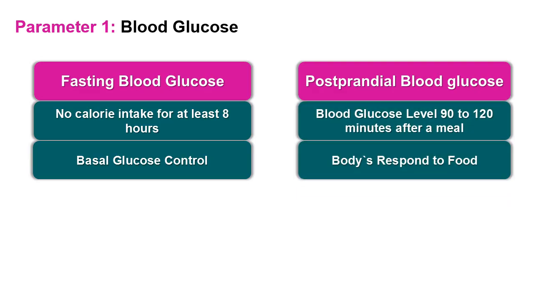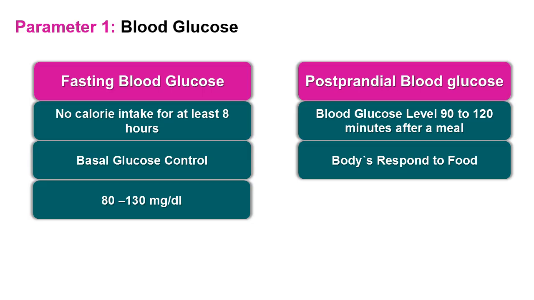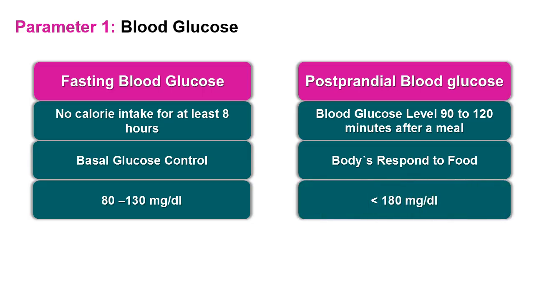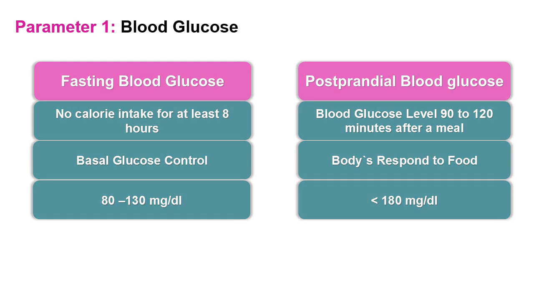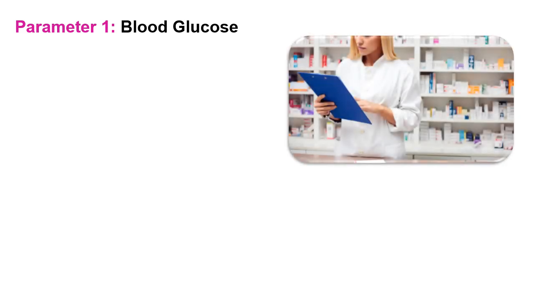responds to food. For non-pregnant adults with diabetes, the recommended fasting blood glucose target is 80 to 130 mg per deciliter, while the postprandial glucose goal is typically less than 180 mg per deciliter. Maintaining these blood glucose values within target ranges is crucial. This is where pharmacists play a vital role.